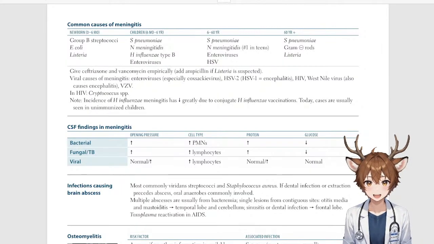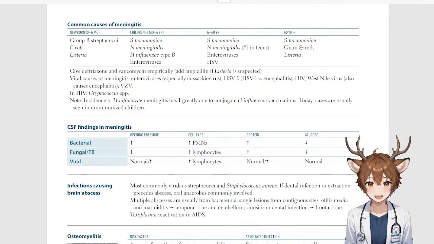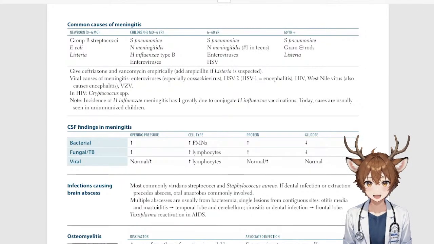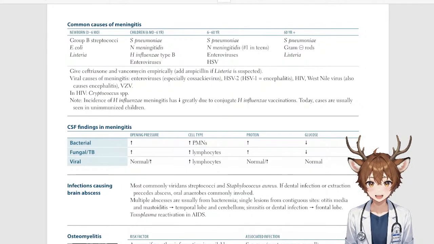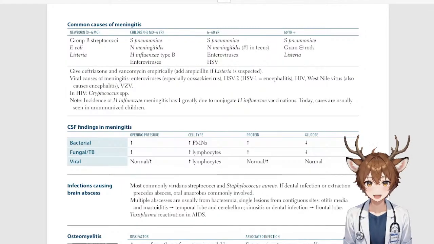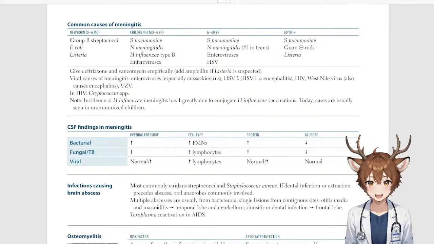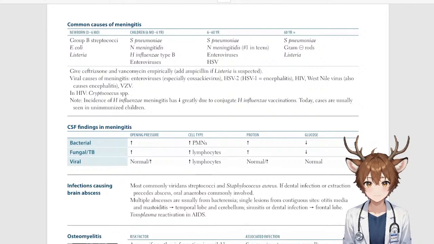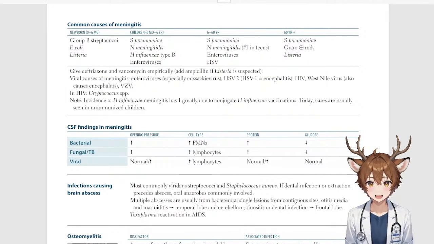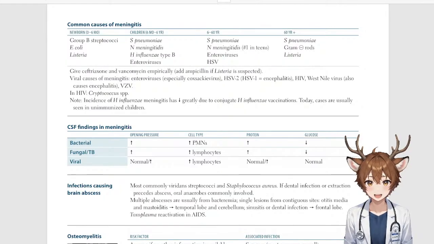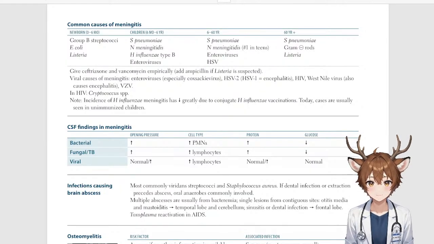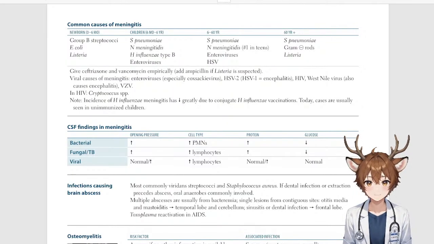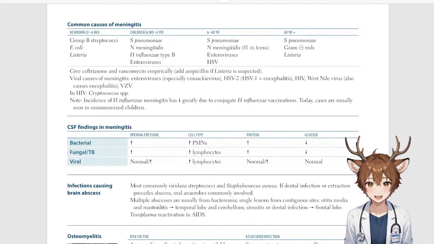So basically, the easy way for me to phrase it to you is this. If you have elevated neutrophils, you have a bacterial infection. If you have elevated lymphocytes, you have either fungal or viral. For glucose, if it's low, then you definitely do not have a virus. It's either bacterial or fungal. Make sense? So if you definitely have meningitis right now, let's say, but the glucose is normal, it's a virus. If you have meningitis and you have elevated neutrophils, it's definitely bacterial.